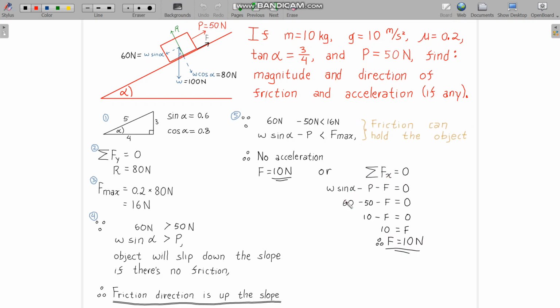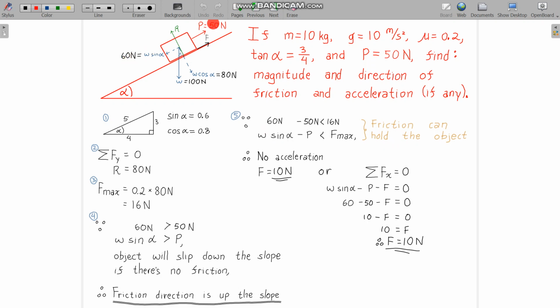And now we have P equals 50. So the W sine is 60, the P is 50. So we have friction also up the slope. And now 10 is smaller than 16. So this means the friction can hold the object, no problem, because the friction can hold up to 16 newtons.